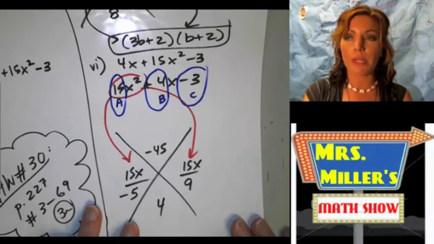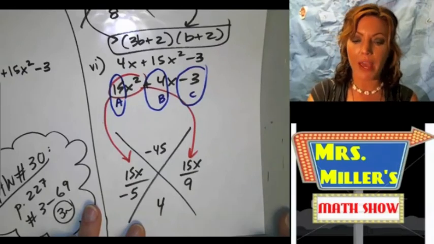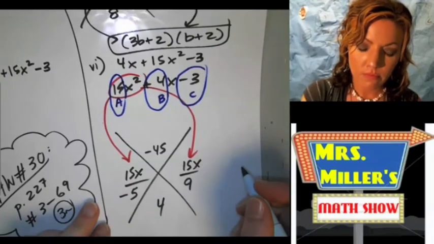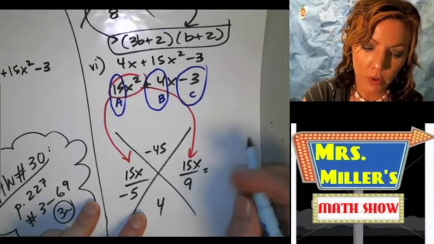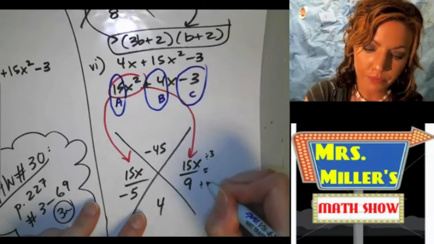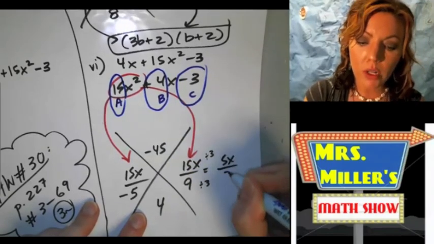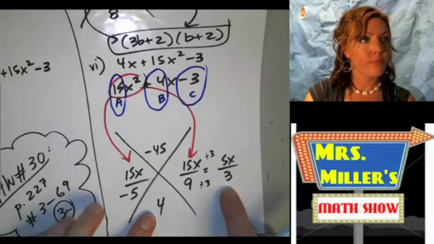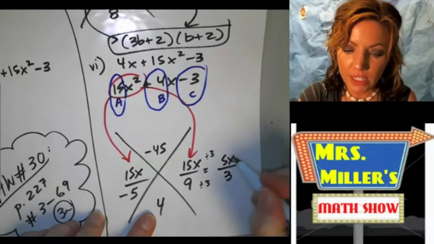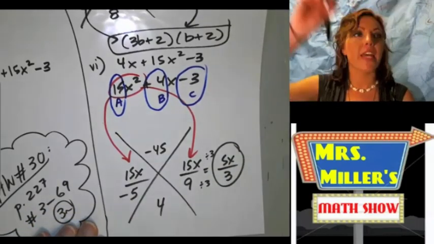Yes? So somebody pick one and reduce it for me. Thane? The 15x and the 9, divide both of those by 3. Okay, and when we do that, we get what? 5x over 3. Cool. Is that fully reduced? So that's that factor. How about on the left? Everybody give it up for Thane.